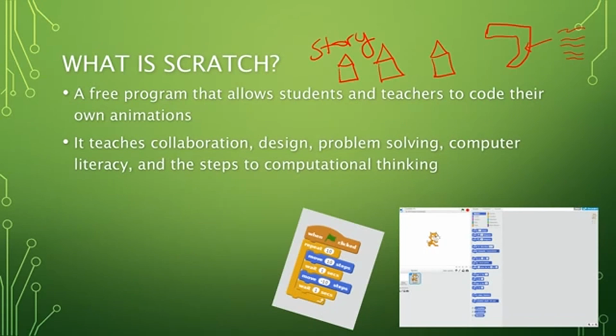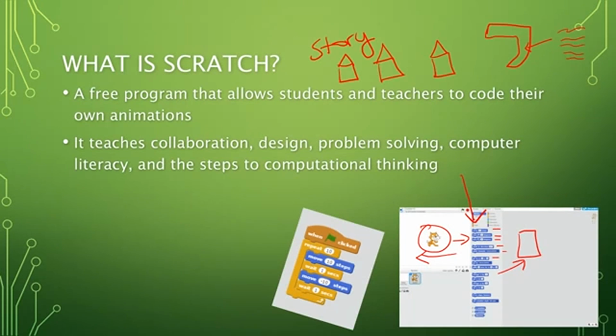It also teaches collaboration, design, problem solving, computer literacy, and the steps to computational thinking. Students have to use these bars of code. As you can see right here, each of these is a different piece of code. They use these to allow their character to talk, move, or perform a specific action. If they want their character to move 10 paces this way and back 10 paces this way, then they use the bars here to code that specific character to do the steps.